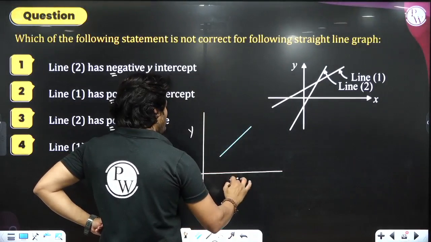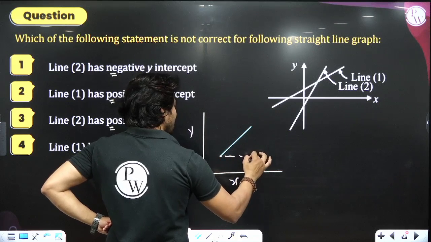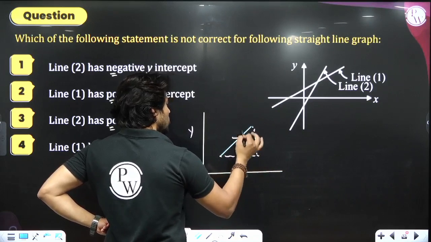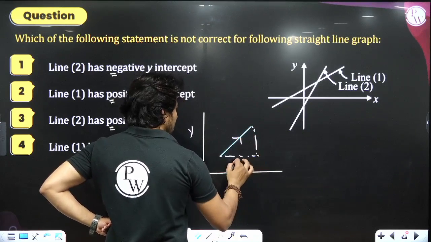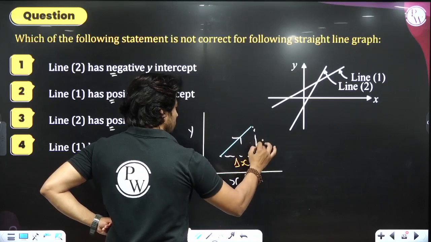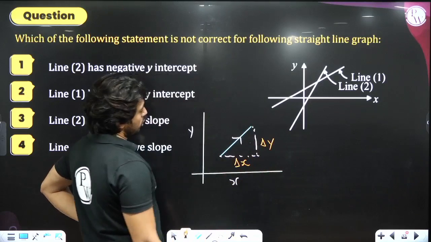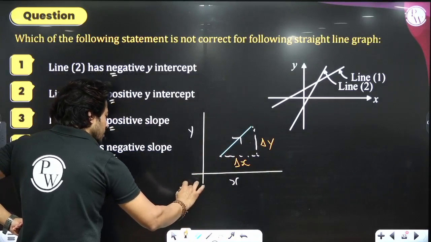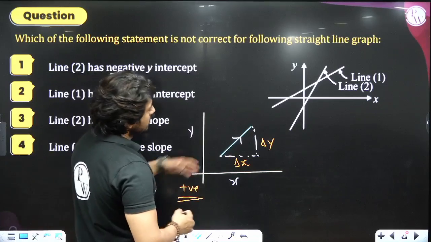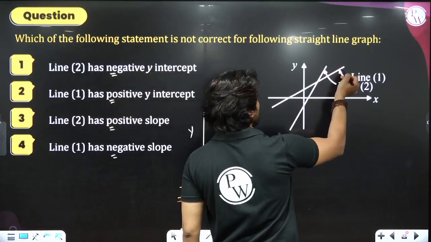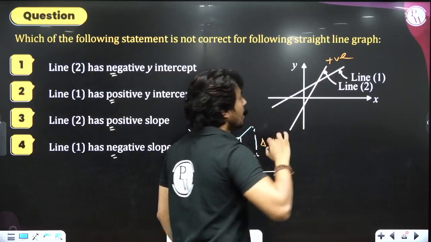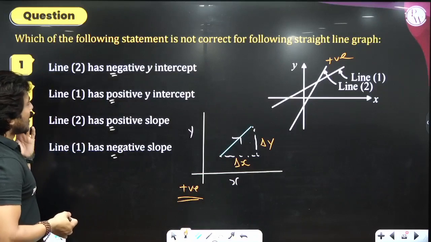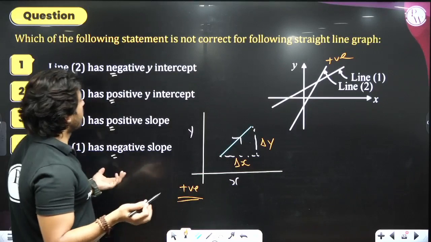If you go along the x-axis, the value of x is increasing. Similarly, the value of y is also increasing. Delta x is positive. Delta y is also positive. So the slope of this line is positive. Okay. Similarly, both lines given to you have positive slope, and the slope of 2 is greater than the slope of 1. So we say that, okay, they are asking about the intercept and slope.